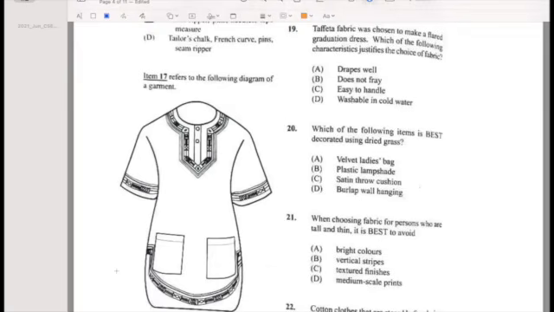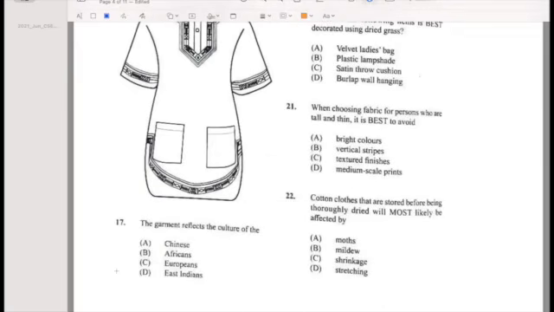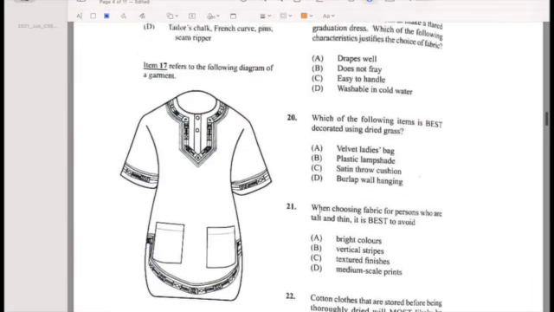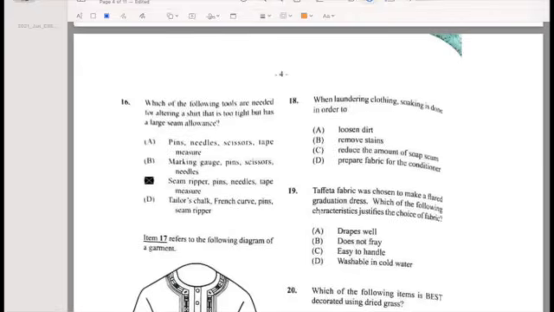And the question is, the garment reflects the culture. Which culture do you think this one is? That's number 17. African culture, yeah? Hope you get that one right. Number 18. When laundering clothing, soaking is done in order to do what?